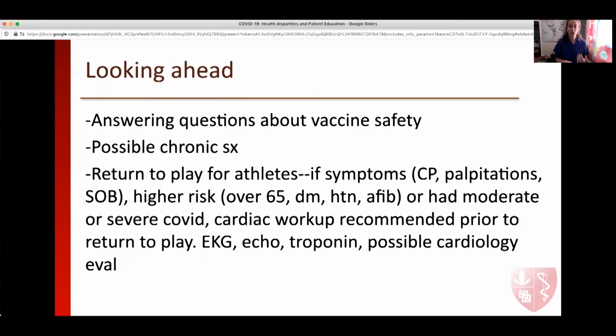If they continue to have cardiac symptoms such as chest pain or palpitations, if they're at higher risk of heart disease, such as given age, history of atrial fibrillation, diabetes, or hypertension, or they had moderate or severe COVID, they should get a cardiac workup before resuming play, which should include an EKG, an echocardiogram, and a troponin, and possible cardiology consult.